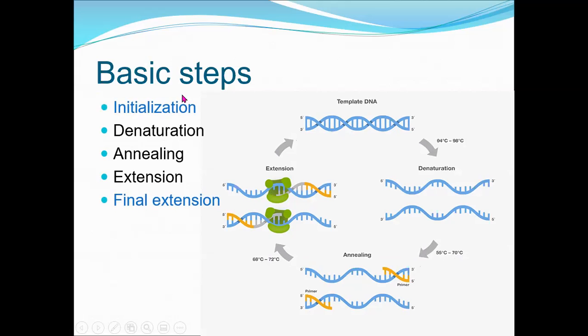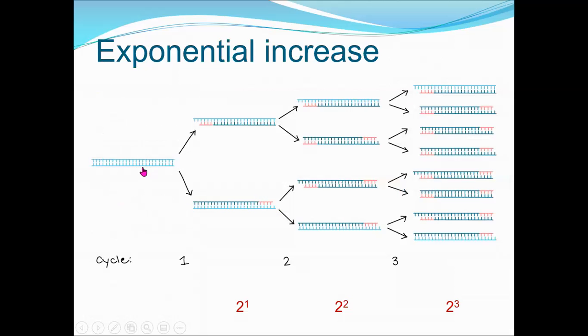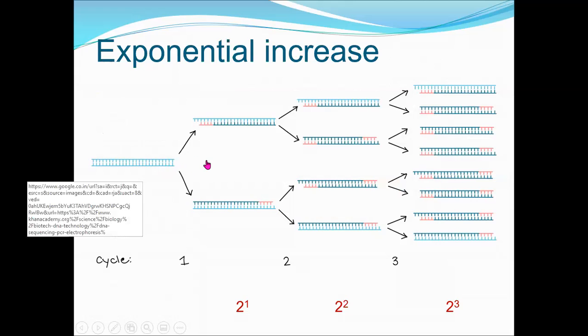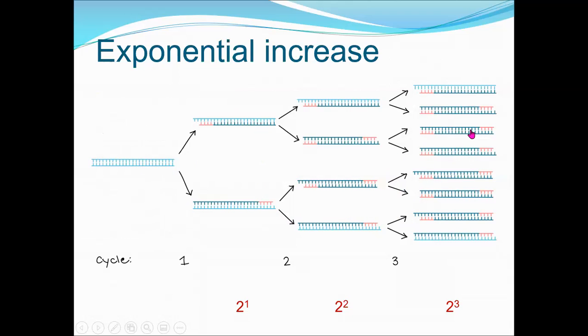Usually we have two more flanking steps. One is initialization, and the last one is the final extension. There is actually an exponential increase: from 1 to 2 to 4 to 8 to 16 to 32. So this is the exponential increase.